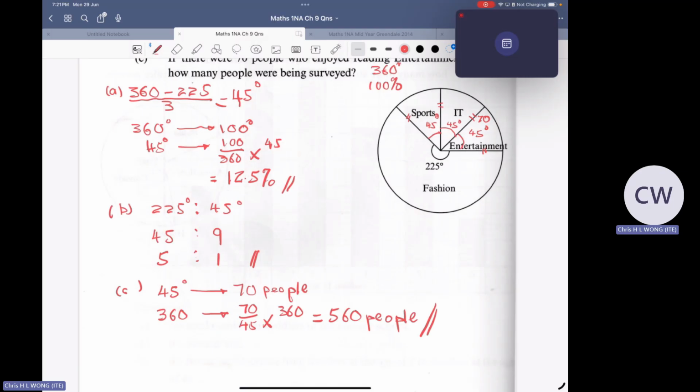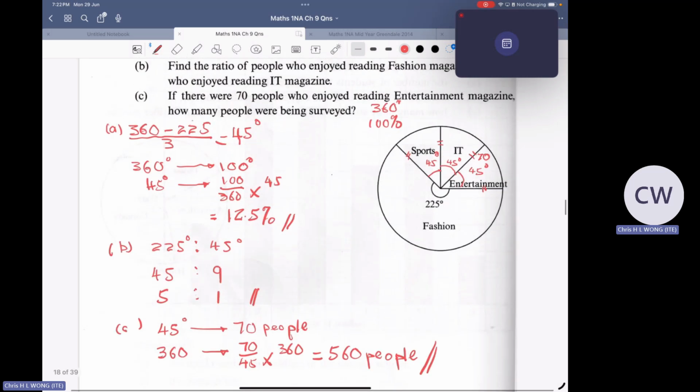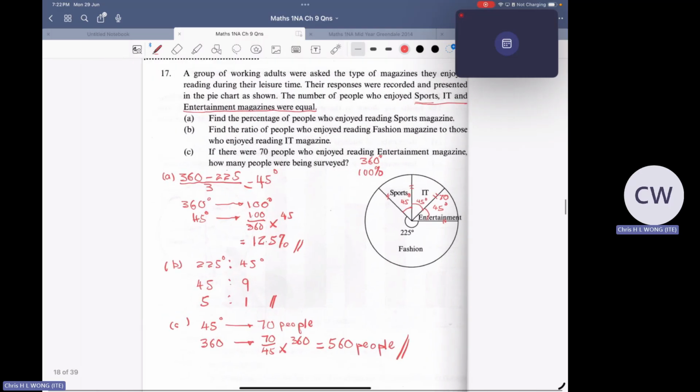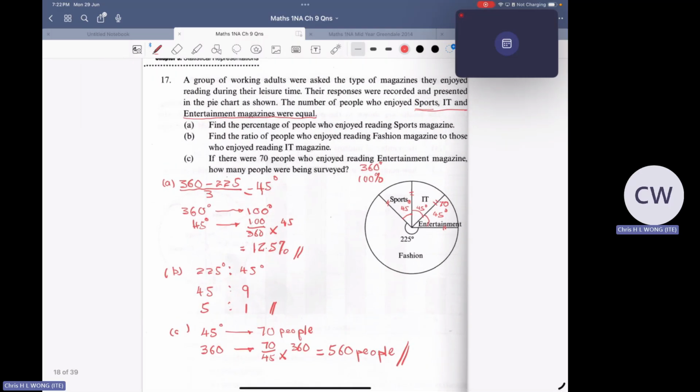That's the answer. All good? Yes? Okay, Mandy? The more you do, the easier it becomes. I tell you, really. The more you do, the easier it becomes. This is the next, number 17. Once you finish 17, you do 18, please. Yeah, 18. Okay.